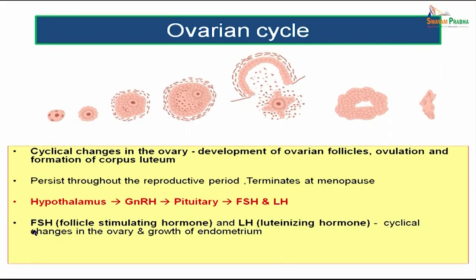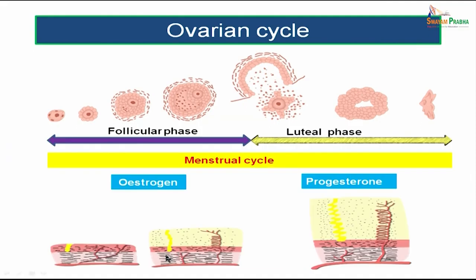So this is it: follicle stimulating hormone and luteinizing hormone are responsible for the cyclical changes of the ovary and the growth of the endometrium. The follicle stimulating hormone ultimately results in the growth of the ovarian follicles, which results in the secretion of estrogen. So this is, in a nutshell, the ovarian cycle and menstrual cycle.